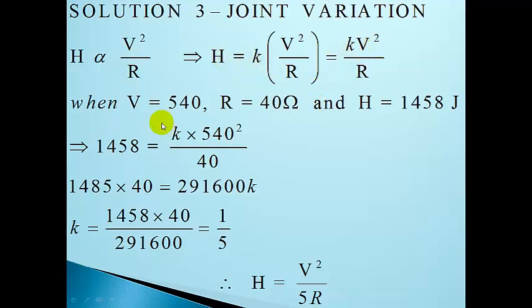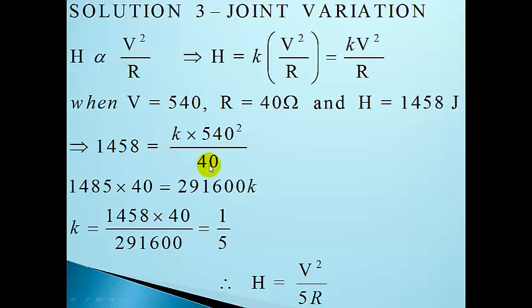Now from the question, when the voltage is 540, the resistance equals 40, and the heat equals 1458. So by substitution, wherever we see V, we substitute it by 540. Wherever we see R, we substitute it by 40. And wherever we see H, that is the heat, we substitute it by 1458. And in doing that, we have 1458 is equal to K times 540 squared divided by 40.